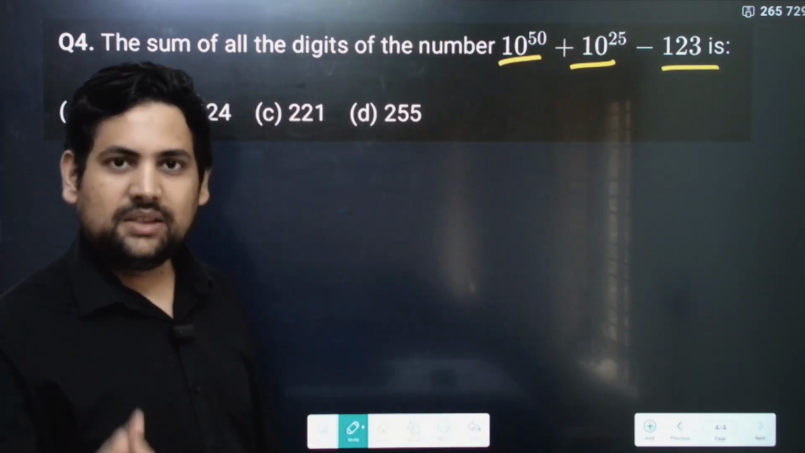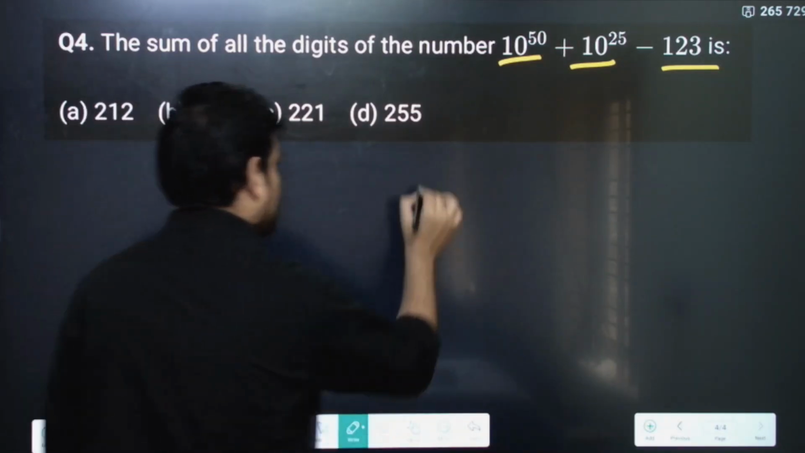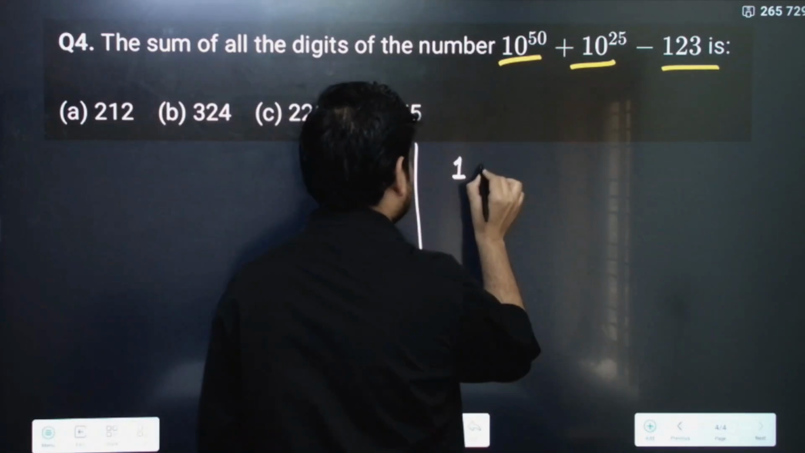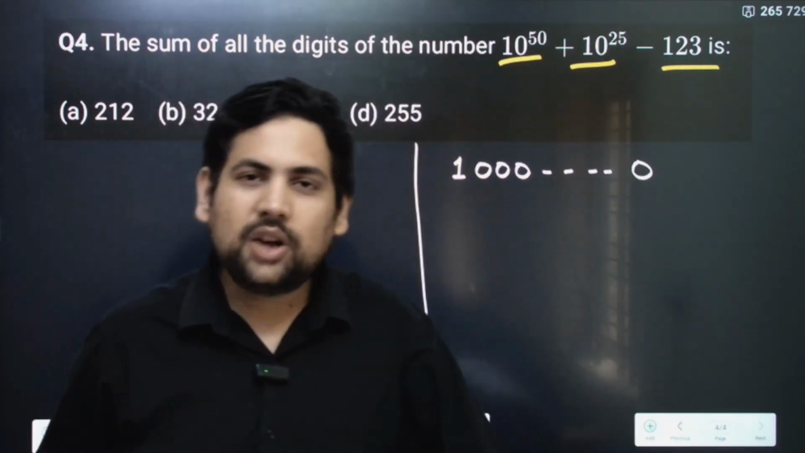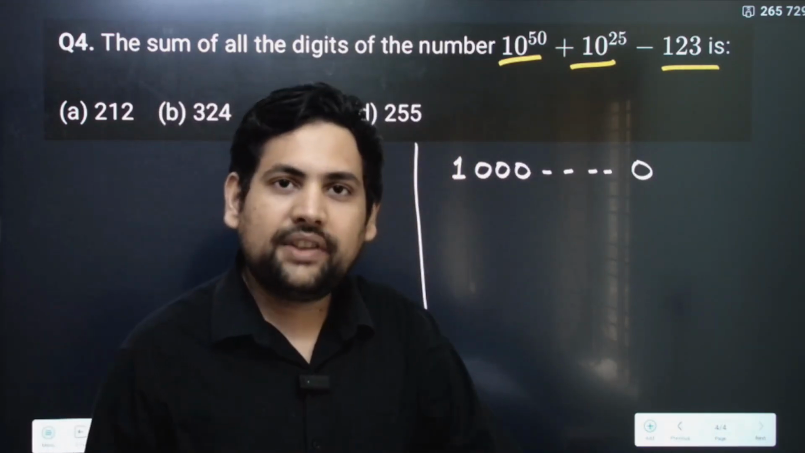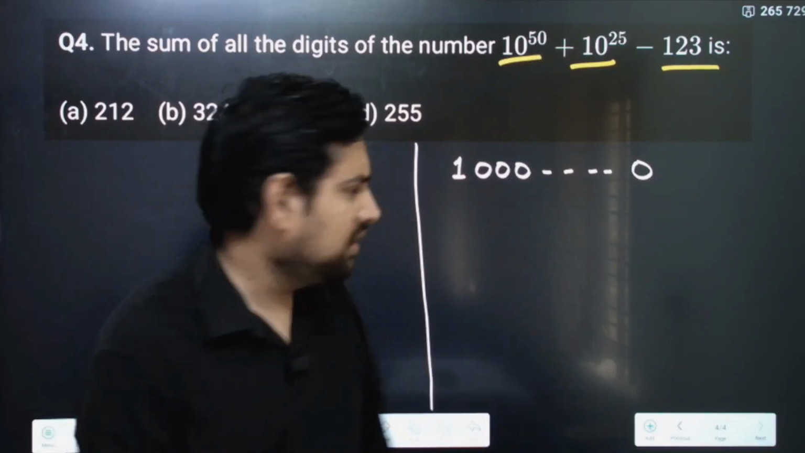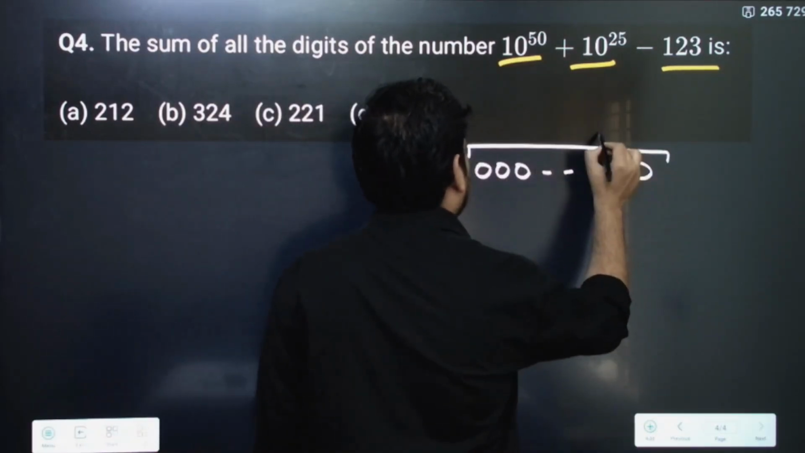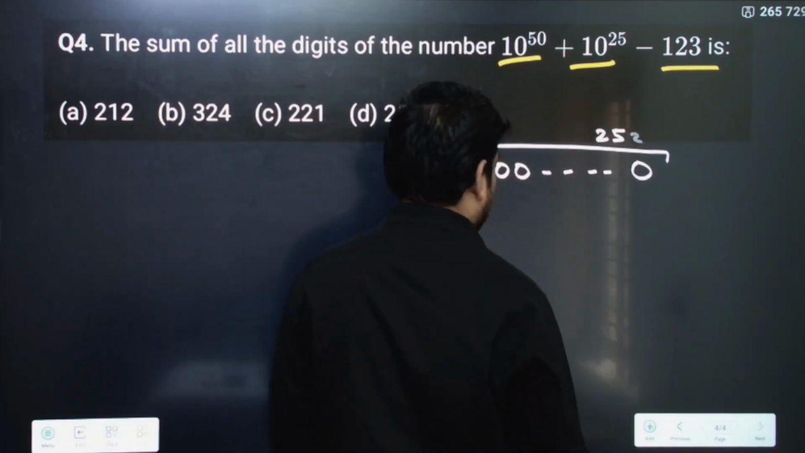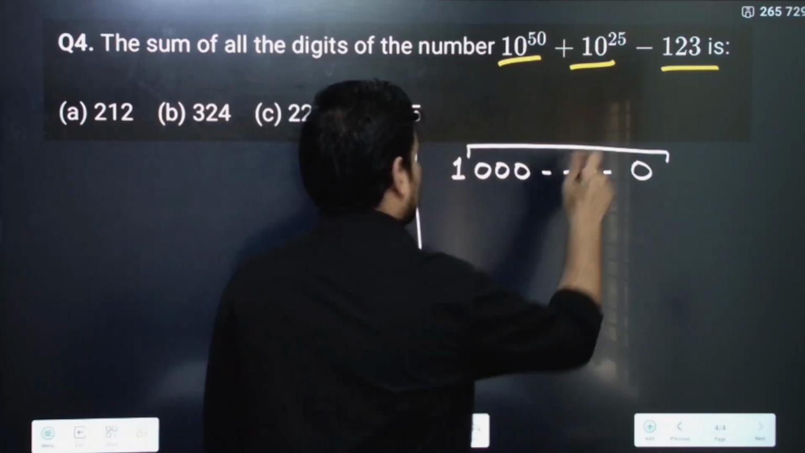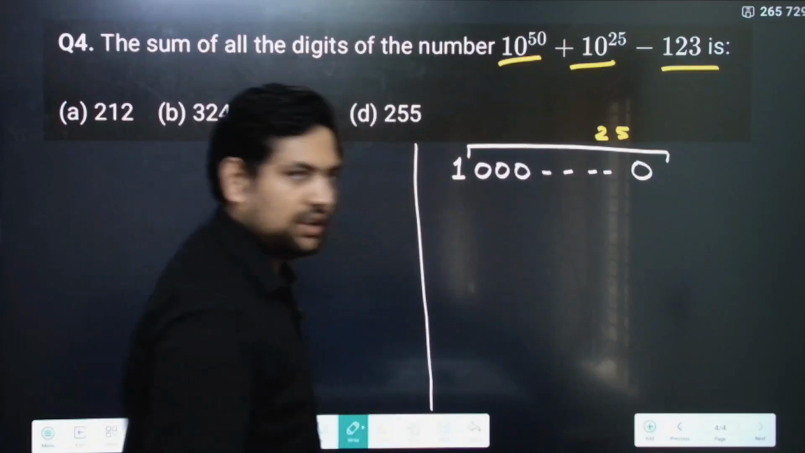How does 10 power 50 look like? 10 square is 100. How many zeros? 2 zeros. 10 power 25 will have how many zeros? 25 zeros. So this is 25. This is 25 zeros.